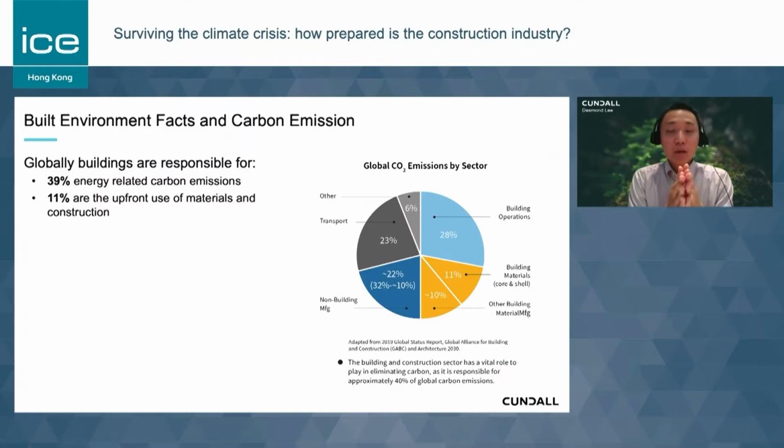So based on the research in 2019, there are 28% of global carbon emission were from the building operational directly, and 11% of that from upfront carbon or embodied carbon directly to the global atmosphere. This is not a small portion. It's quite a large portion that we have to tackle.